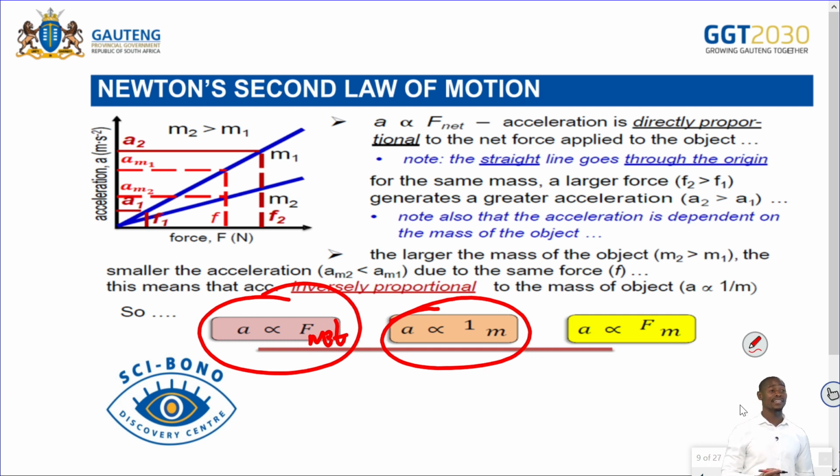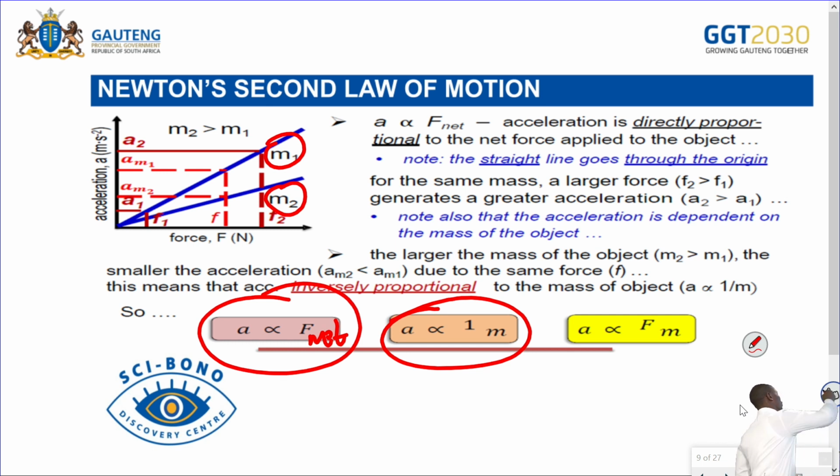This is the graph of acceleration versus the net force. So you can see that there is a direct proportionality according to the law itself. Remember, acceleration is directly proportional to the force, and inversely proportional to the mass. So you can see that here we are having two objects, object M1 and object M2. You can see that there's a direct proportion for both graphs. There's a direct proportionality between acceleration and the net force. So this is Newton's second law.